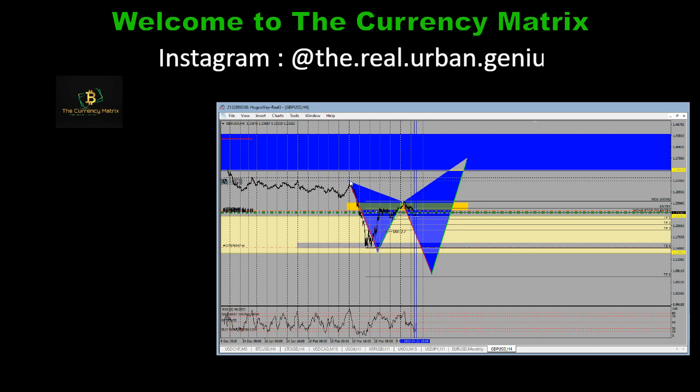So we have an A point, B, B to C. No, I'm sorry. X to A to B, B to C, C to D. I'll actually pull up a harmonic diagram for you really quick.